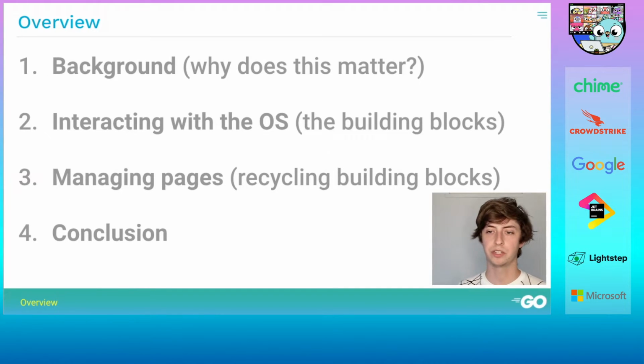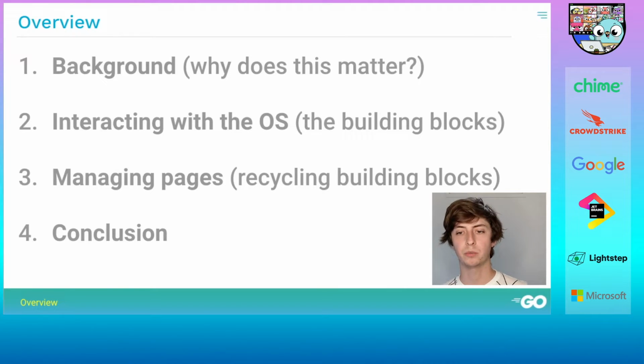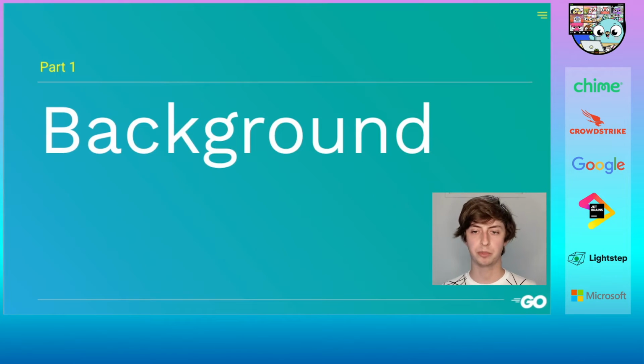So here's an outline of the talk. I want to first get everyone on the same page, have the same mental model, and understand what level we're operating at. Then we'll talk about the lowest level of the allocator, talking to the OS. This is the RAM efficiency part of the talk. Then we'll talk about the second lowest level, and this is the CPU efficiency part of the talk. So without further ado, let's jump into some background.